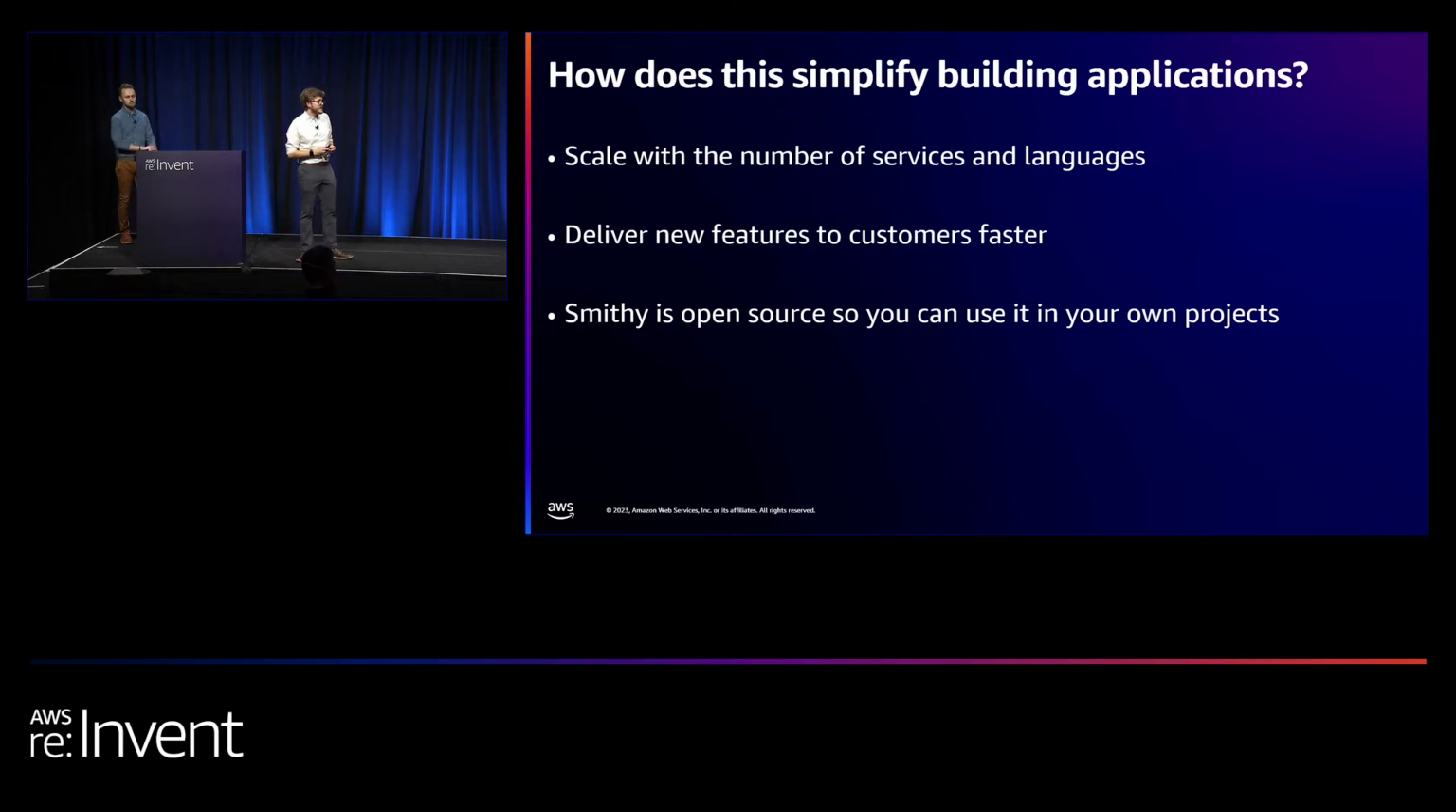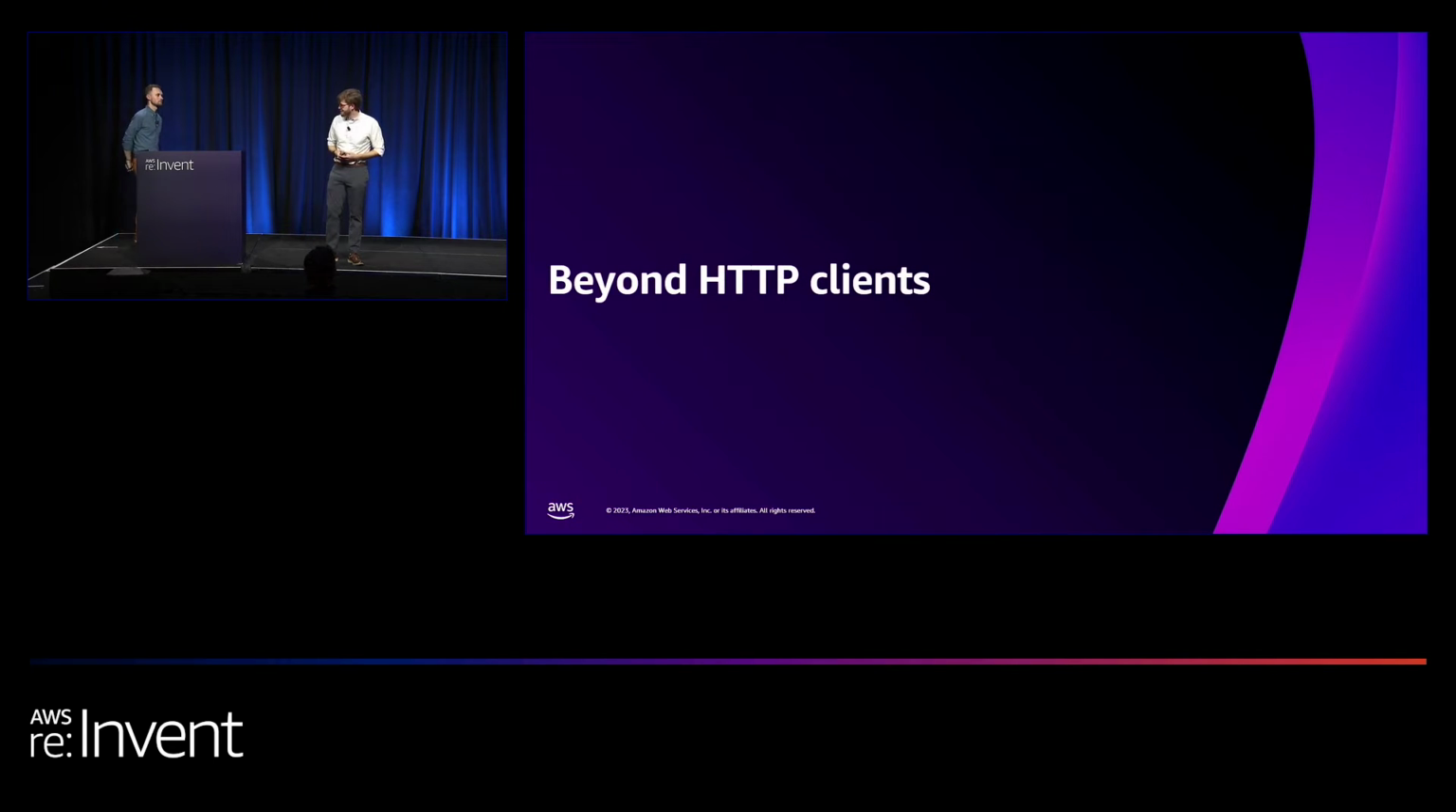OK, so how does all of this simplify building applications for you? Well, one of the key things is that model-driven API development allows AWS to scale our SDKs with the number of services we have, and also to support additional SDK languages. Model-driven API development also allows us to deliver features for customers faster, without losing focus of the customer experience. And then finally, Smithy is an open source project, so you can use it today in your projects. All right, I'm going to hand it back to Ian.